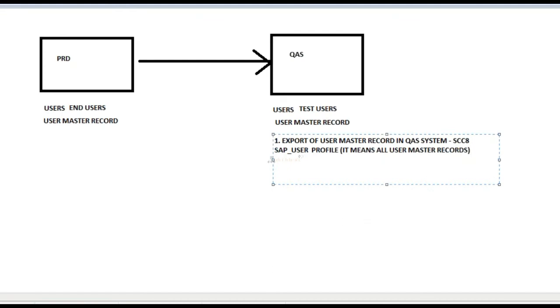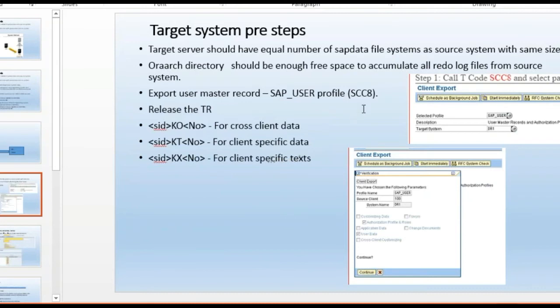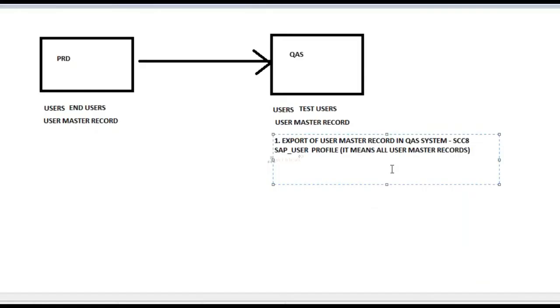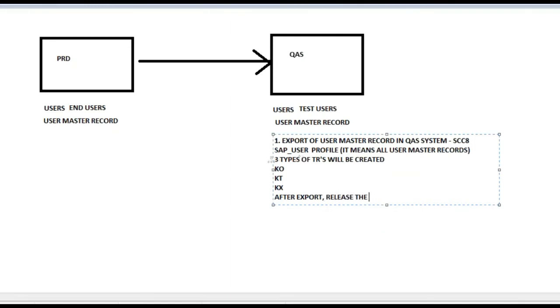So whenever you are doing export using SCC8, it will create three types of transport requests: KO, KT, KX, right? Three types of TRs will be created: KO, KT, KX. Once done, after export, release the TR.